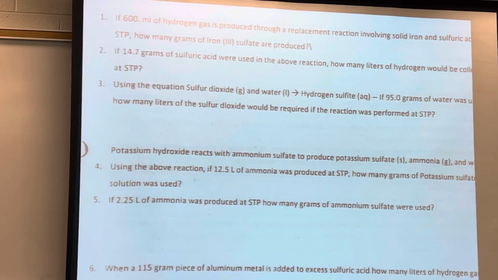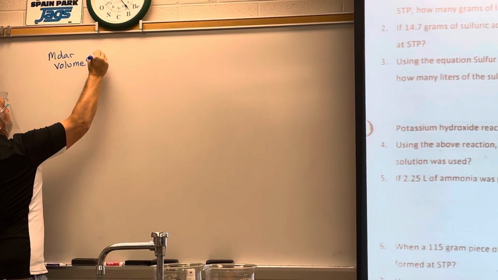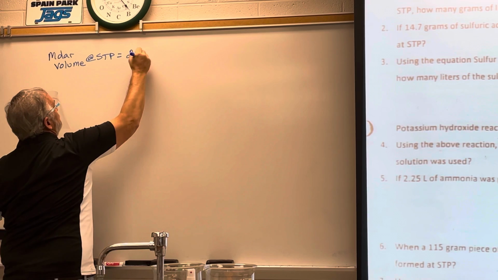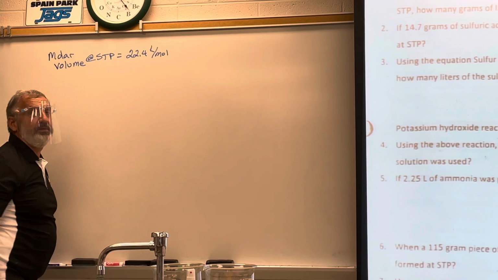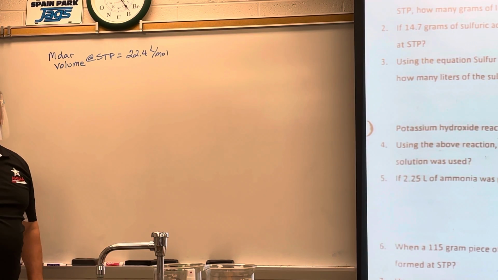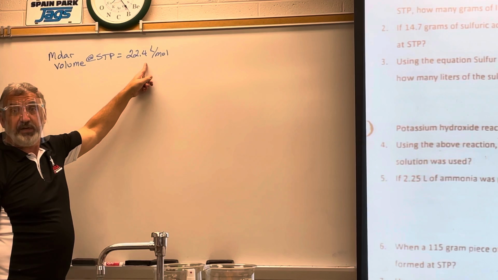Now, what do we know? 1 mole of any gas at STP occupies what volume? 22.4, right? So we know that the molar volume at STP is always 22.4 liters per mole. So what does that make that a conversion factor between? If you have 22.4 liters per mole, what 2 units? Liters and moles. So it's a way to get a gas volume at STP to moles, right?